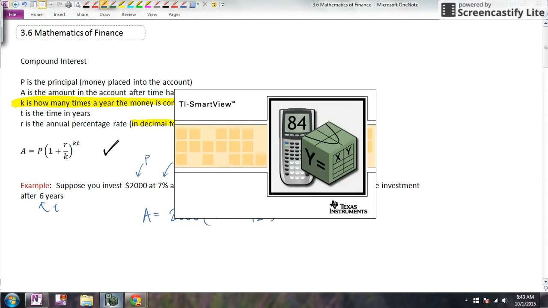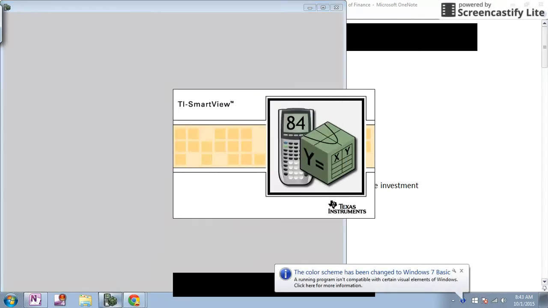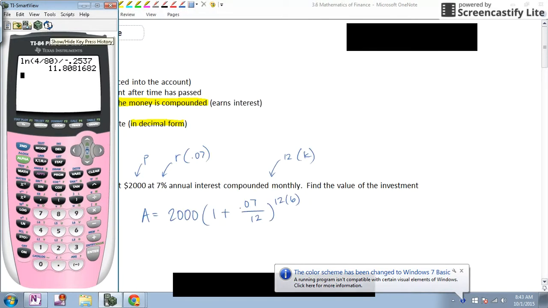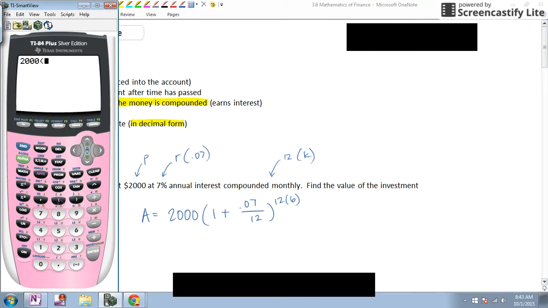So that's what I will do. I will get Virtual Sheila up and running, and then I will type this in: 2,000, then parentheses, 1 plus. If you're scared of the fraction, you can use your fraction button and type in 0.07 over 12, and then close that parenthesis to the exponent, making sure both stay in the exponent. For those of you who don't have the exponent button like this, make sure you put parentheses around the exponent also. So make sure it all gets typed in well and hit enter.